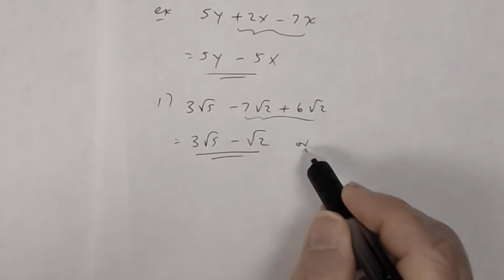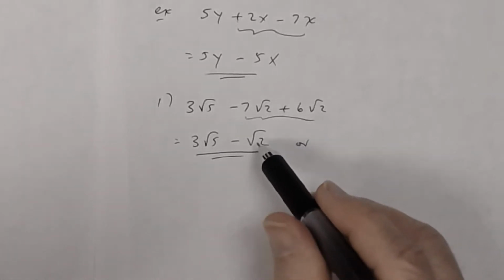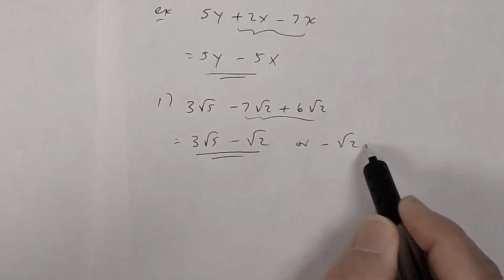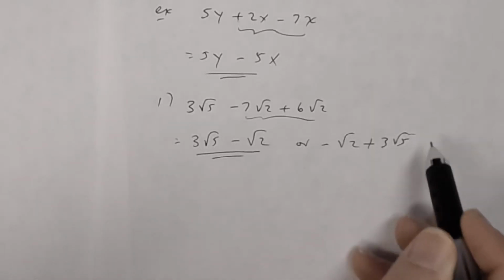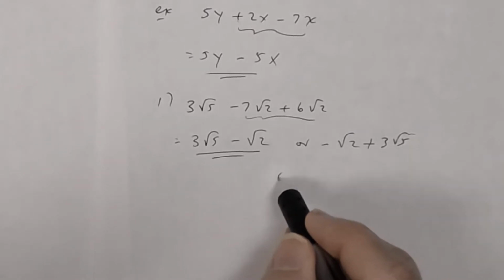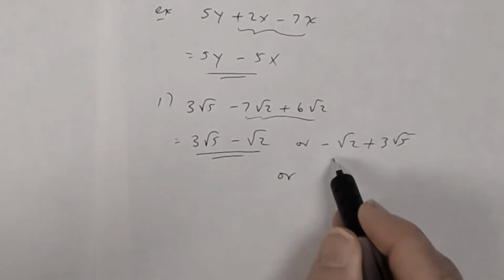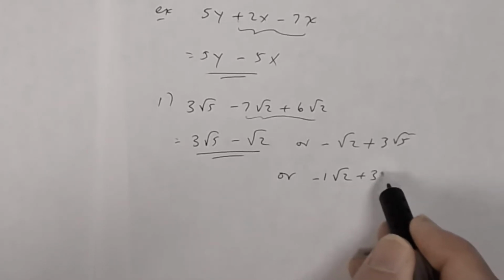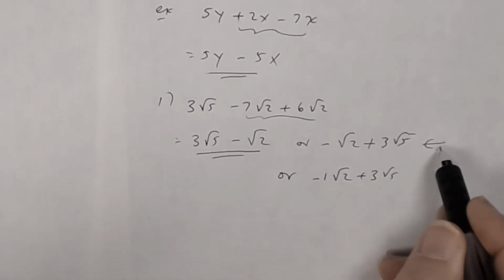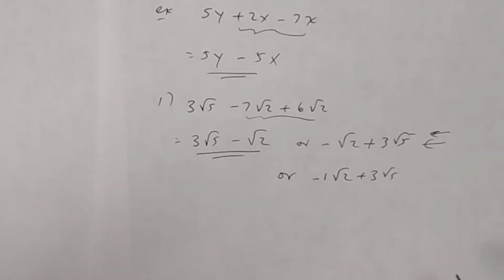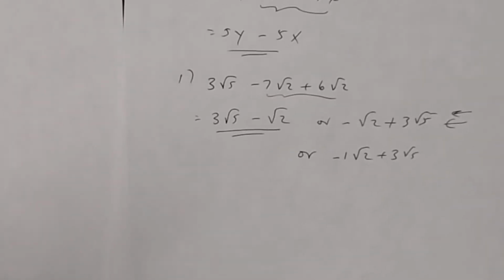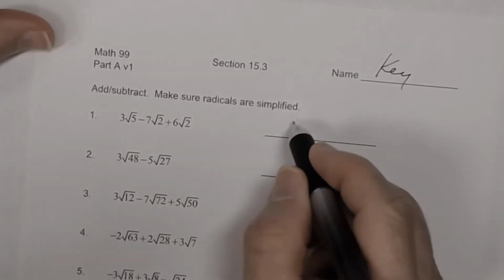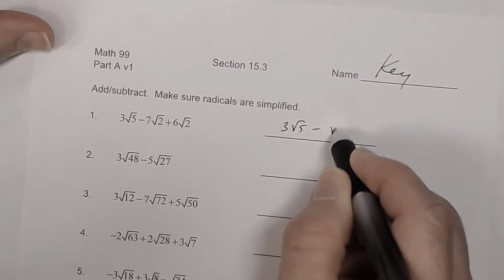Now, someone else could have said, well, I'm going to combine the square root of 2's and put that first. That's fine. So you would say negative square root of 2 plus 3 square root of 5, right? Now, guys, make sure you understand that we prefer to write it like this. But if you wrote it as negative 1 square root of 2 plus 3 square root of 5, that's fine. But this right here is preferable, okay? All right, so that's number 1. So number 1, I'm going to write it as 3 square root of 5 minus the square root of 2.